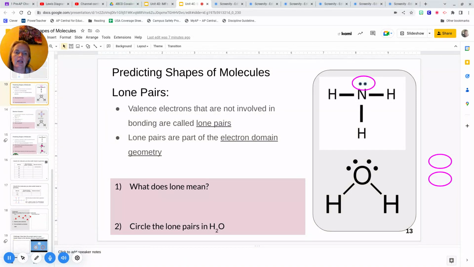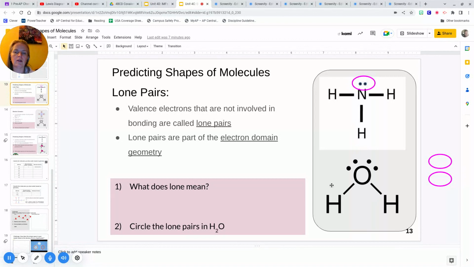So in order to predict the shape of a molecule, you want to take a look at the drawing and identify if there are lone pairs. This molecule, for example, has 3 bonded pairs of electrons, but it also has 1 lone pair. So that's going to affect its molecular geometry.